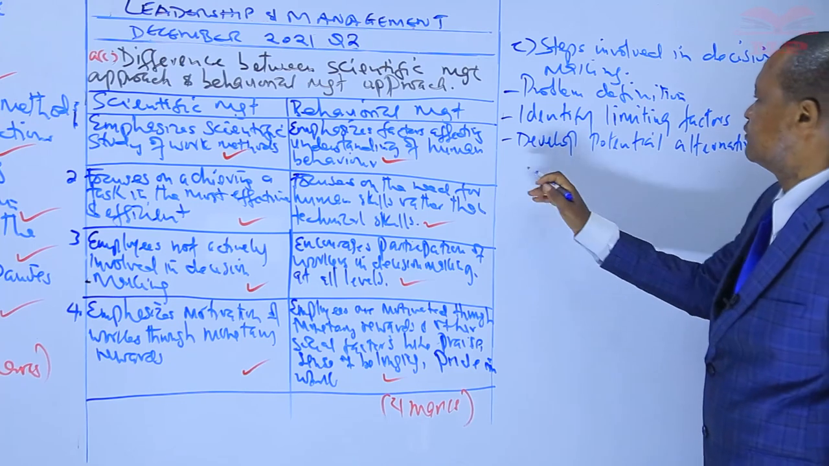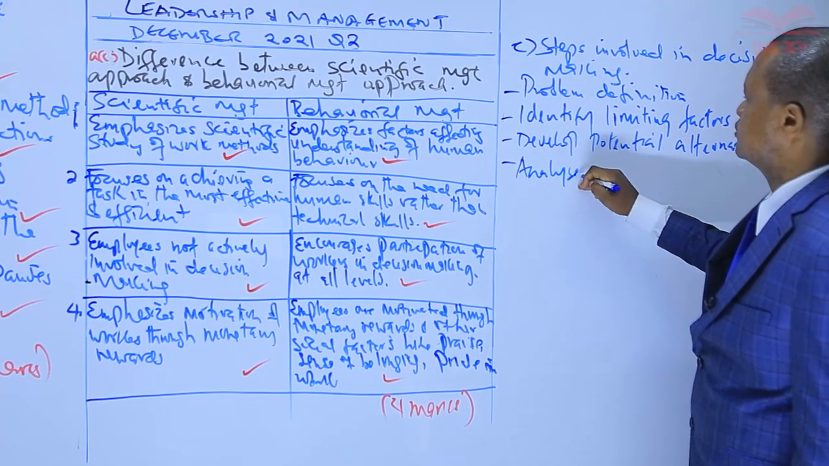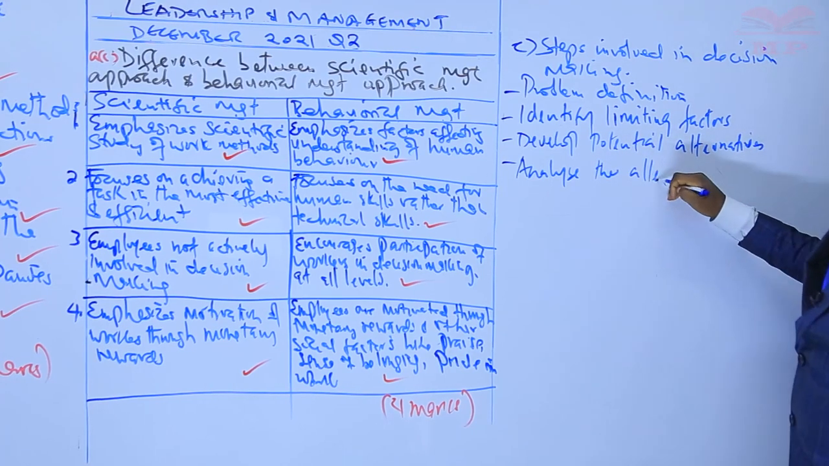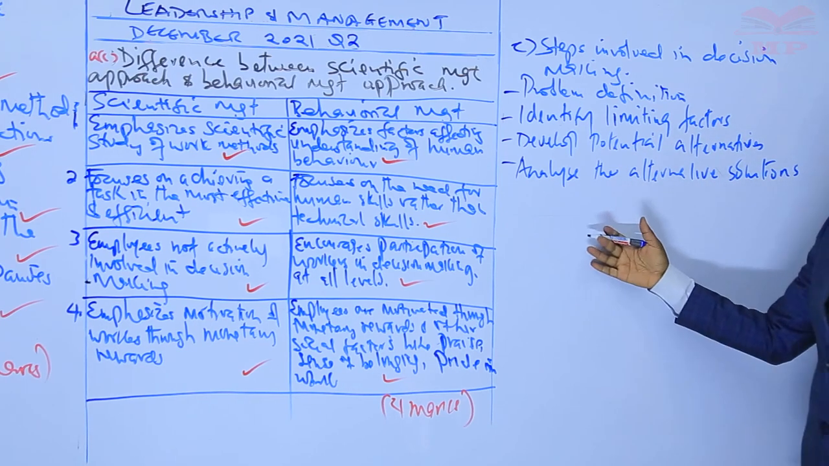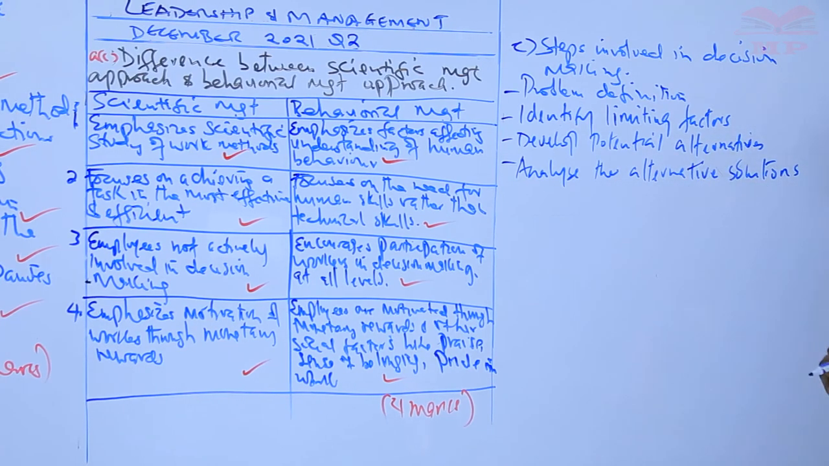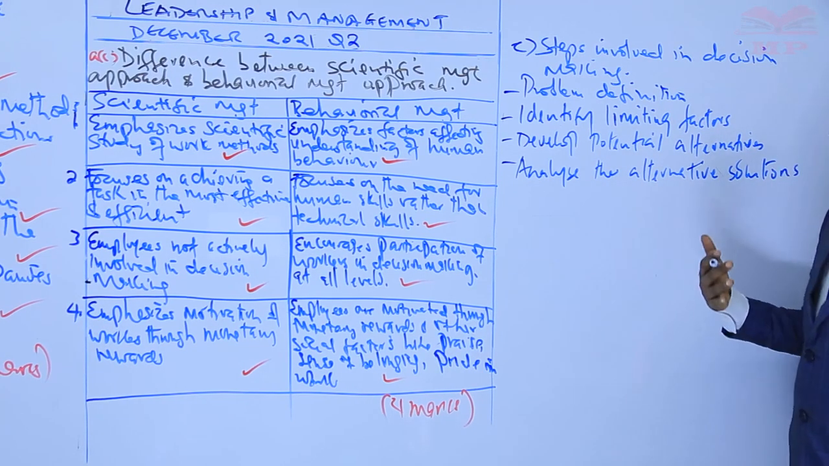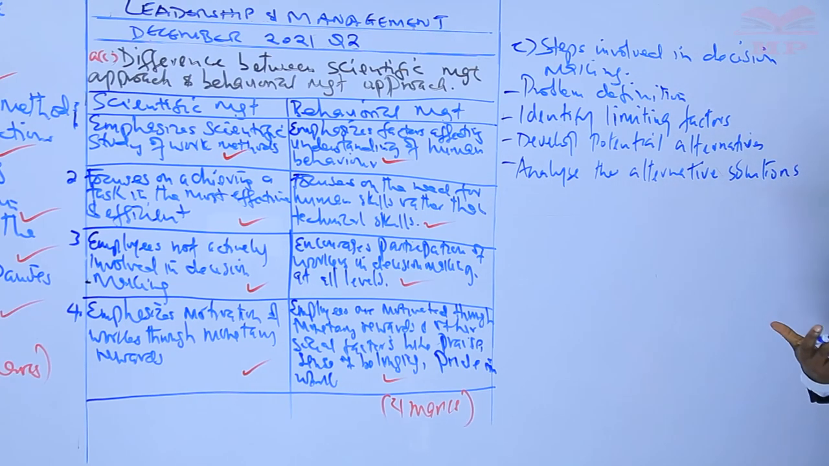Okay. Number four, analyze the alternative solutions. Analyze the alternative solutions. The purpose of this step is to decide the relative merits of each alternative solution. And managers may identify the advantages and disadvantages of each alternative solution before making a final decision. And evaluating the alternatives can be done in numerous ways.